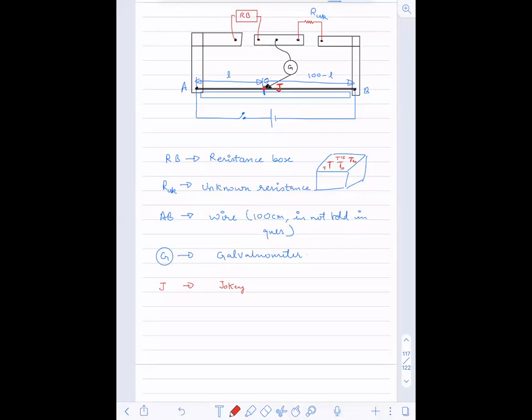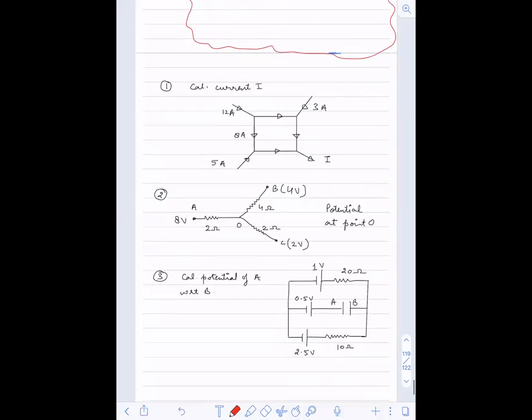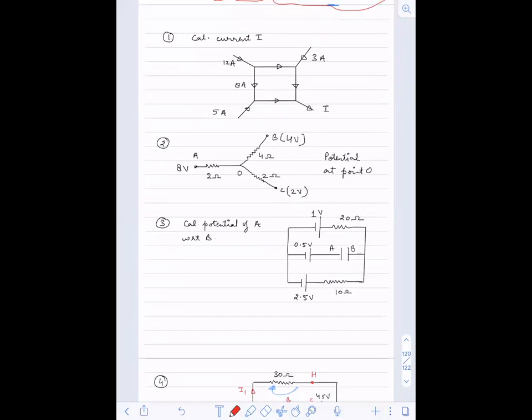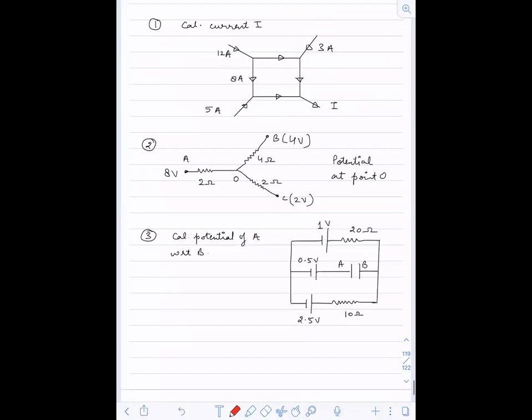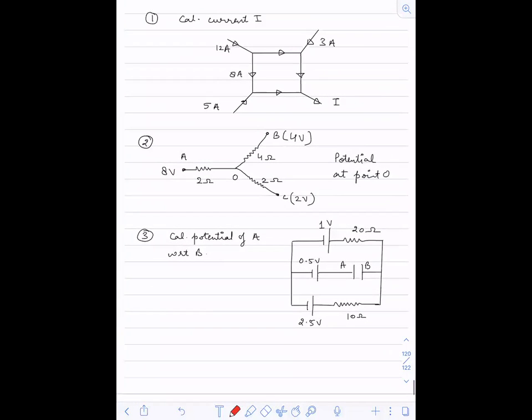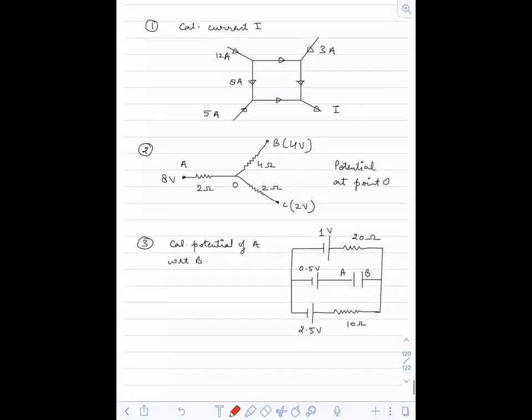Have you taken this? Fine. Now just note down these questions. This is the question for homework. This involves the concept of KCL and KVL. These 3 questions involve the concept of KCL and KVL.